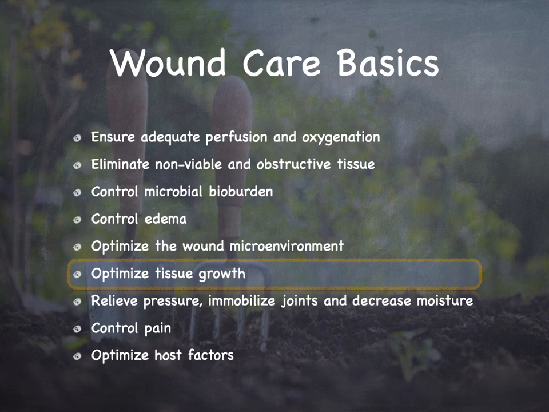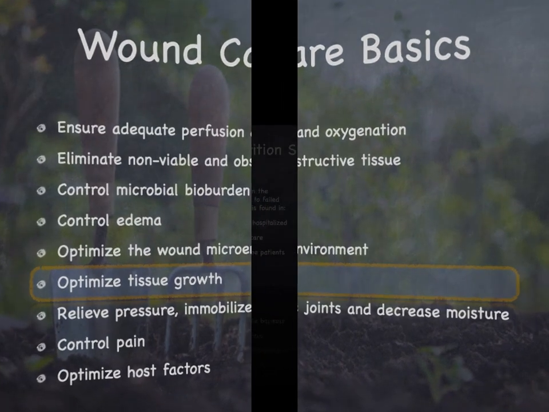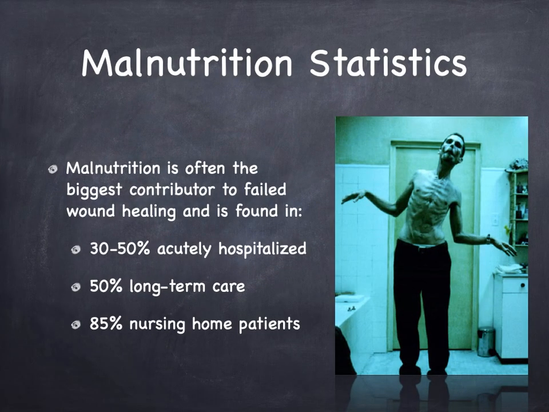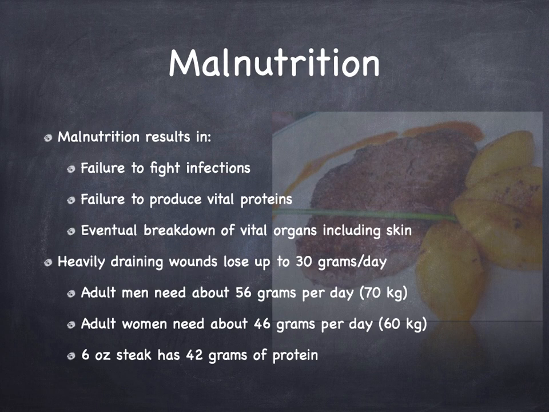The next topic has to do with optimizing tissue growth. Malnutrition is often the biggest contributor to failed wound healing and is found in so many of our patients, especially those that come to wound centers. 30 to 50% of acutely hospitalized are malnourished, 50% of long term care, and 85% of nursing home patients. Malnutrition results in an inability to fight infections, produce vital proteins, and eventually leads to the breakdown of vital organs, including the skin. Heavily draining wounds can lose up to 30 grams a day.